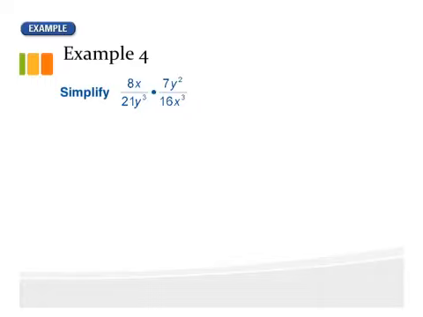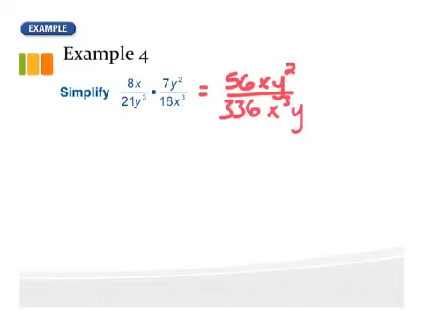Okay, so let's take a look at a multiplication. We're going to start with some easier problems. I'm going to choose to go ahead and multiply across the top here. I'm going to show you a second way after I do this first way. If I multiply across the top, I'm going to have 56xy squared. And then when I multiply across the bottom, I'm going to have 336 x cubed y cubed. I just put them in alphabetical order.